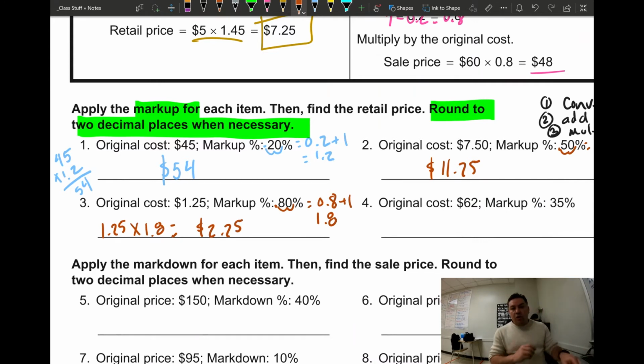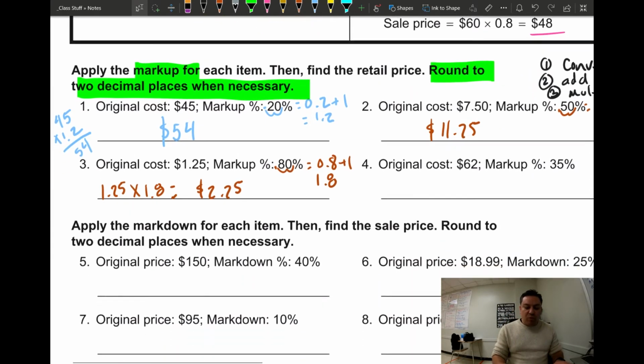Now, notice, every time it's a markup, you have to expect the price to go up. If it does not go up, you're doing something wrong. Please double check your process, okay? Every time you're doing a markup, the price has to go up, if you're finding the new price.